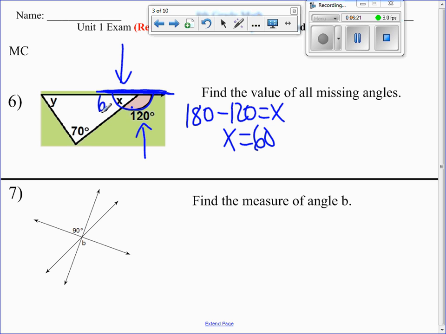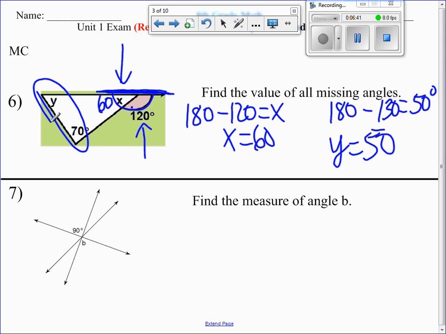And once you have that X is 60, you can figure out the missing angle of the triangle. Triangles add up to 180. Subtract the angles that we know, which is 60 and 70, which is 130, leaving us with 50 degrees. So Y equals 50. The other way you could have done it is you know that an exterior angle equals the sum of the two non-adjacent angles. So you could have known that 120 equals 70 plus Y. So Y would have been 50, and then figured out X from there.